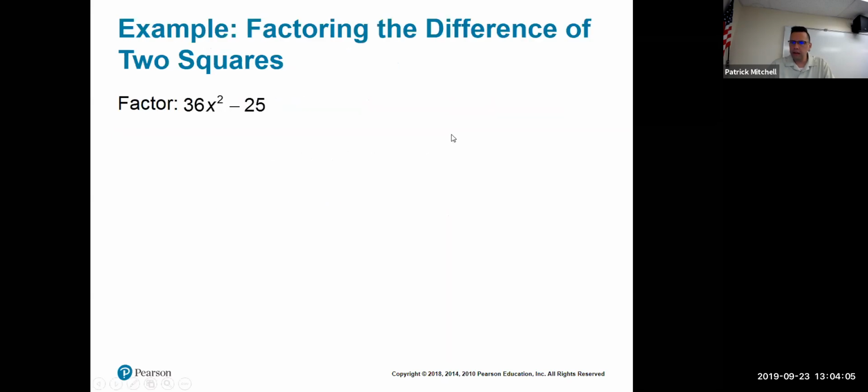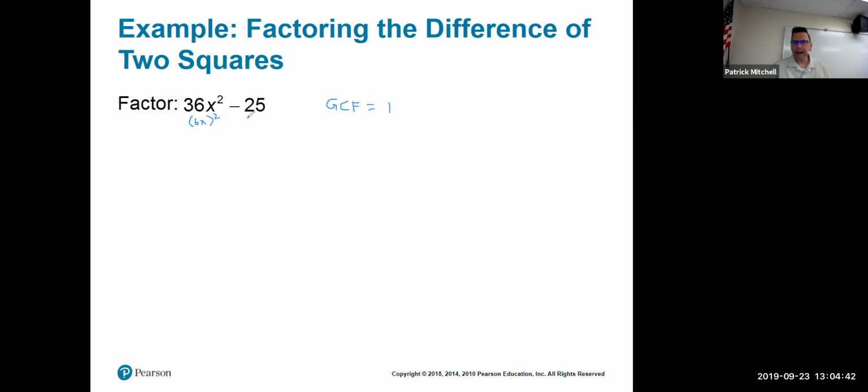In this example, I have 36x squared minus 25. Again, I want to emphasize over and over, look for a greatest common factor first. In this case, there is nothing helpful. The greatest common factor is 1. All right, so then I'm going to notice that these two terms are both perfect squares. This is the square of 6x, and the other term is the square of 5, right?